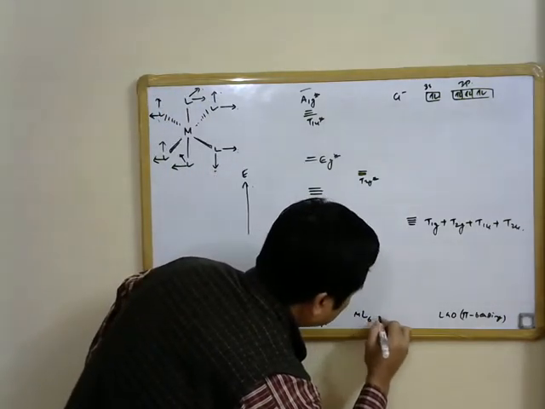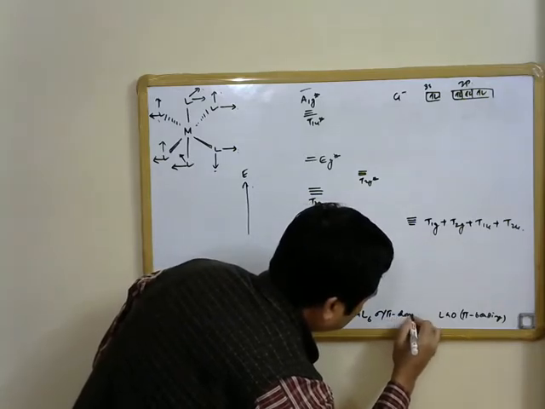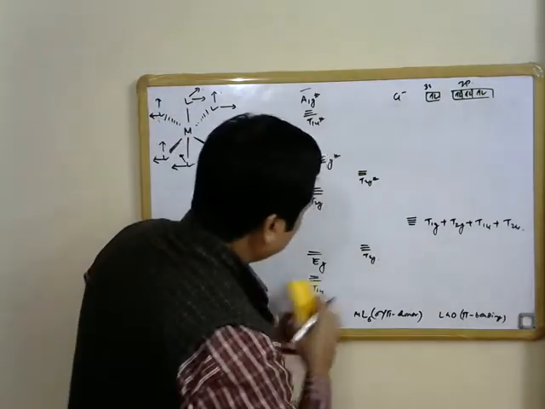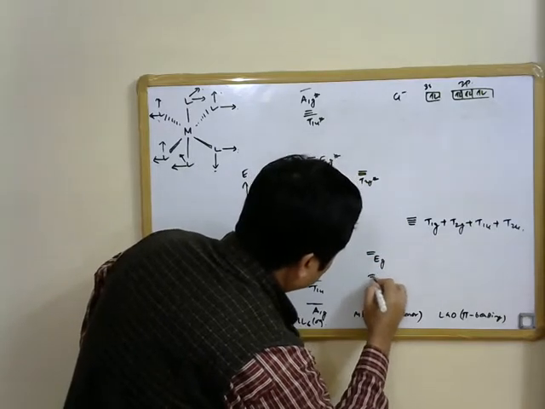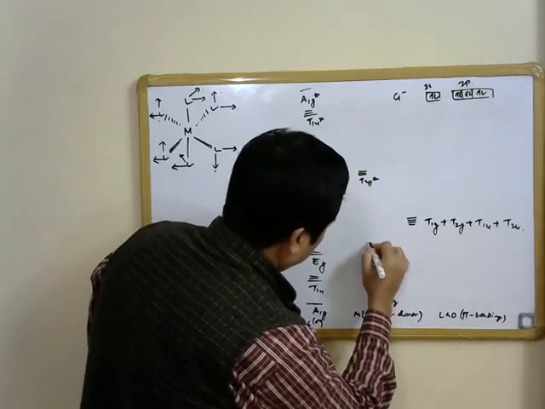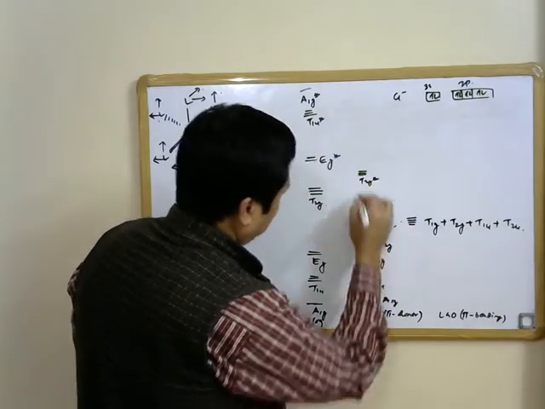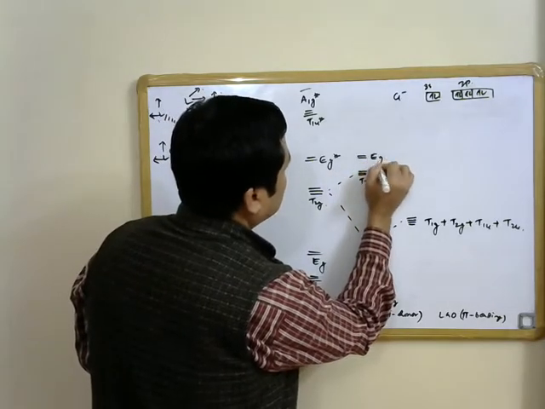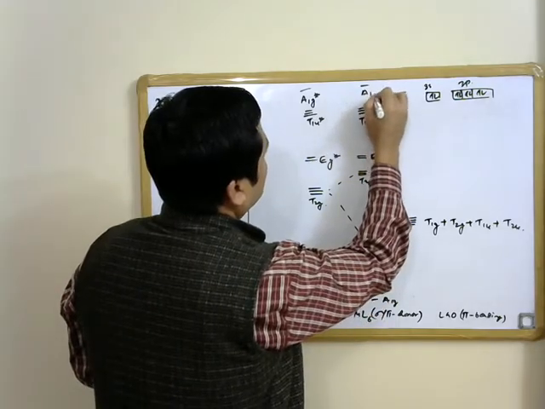So we can now redraw the molecular orbital diagram for ML6 sigma pi donor type of complexes. This is T1U, A1G bonding. Then we have T2G bonding, and this is T2G anti-bonding. Now let's also draw the energy of this EG star. Then we have T1U star, and we have A1G star.